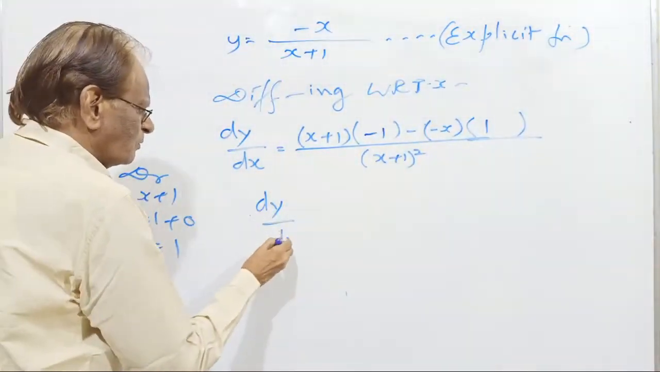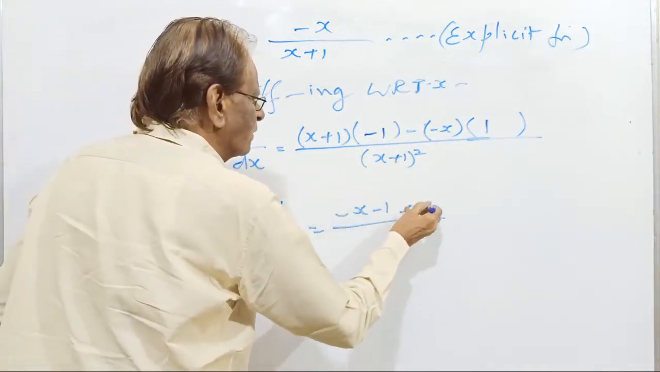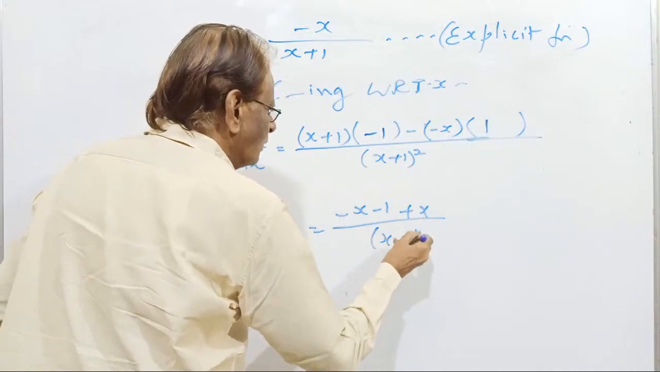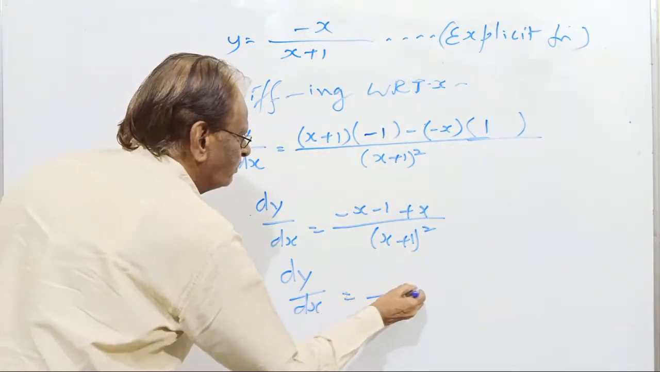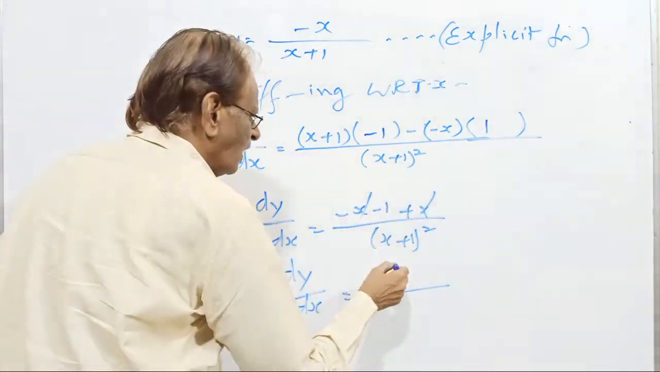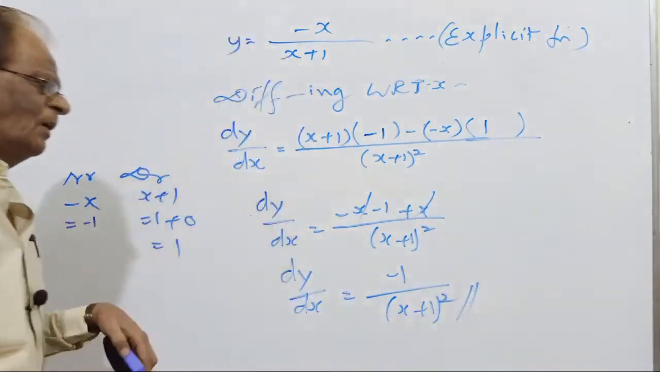Dy by dx equal to minus x minus 1 plus x by (x plus 1) whole square. Dy by dx equal to minus x plus x cancel, minus 1 by (x plus 1) whole square, as required.